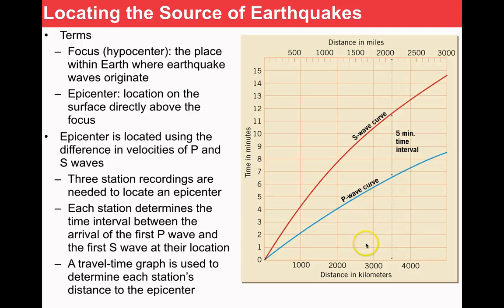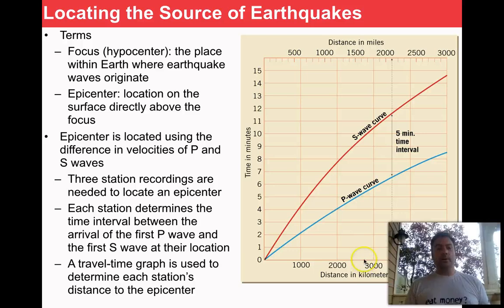And then we'd read it all the way down to the bottom, and we notice that that gap gives us a 2,800 kilometer distance. Cool. So we can actually figure out how far away the earthquake occurred by looking at the difference in the arrival times between the P wave and the S wave. Really neat. Each station determines the time interval between the arrival of the first P wave and the S wave, and the time travel graph is used to determine each station's distance to the hypocenter, to the epicenter. Okay? So we can actually use our seismograph and figure out how far away the event occurred.